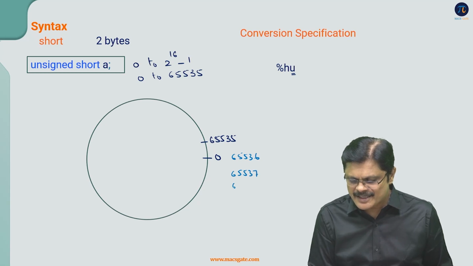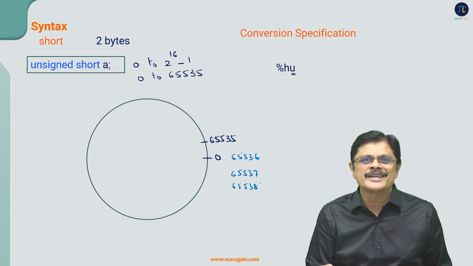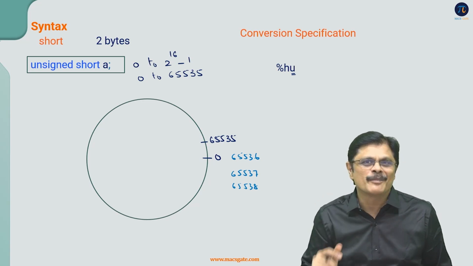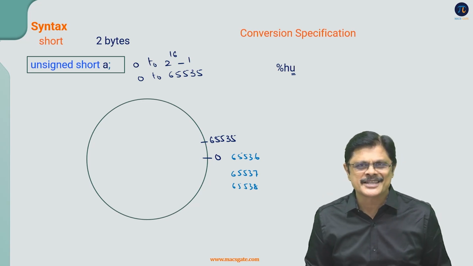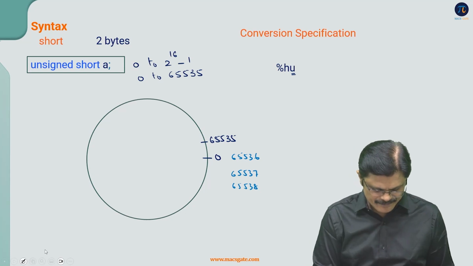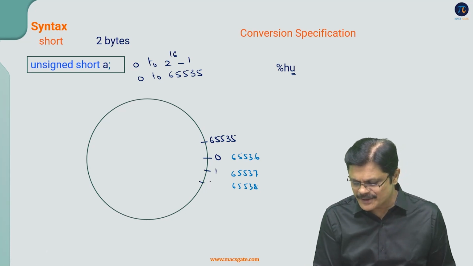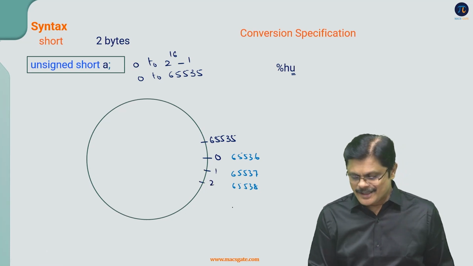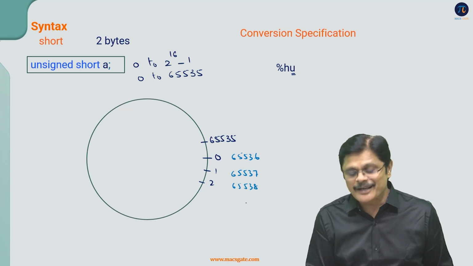65537, 1 is printed. 65538, 2 is printed. You can just go around and check for a particular number what number is printed. It is a very interesting exercise, my dear friend. Here 1, here 2, like that. Okay. So for what will 10 be printed, you can try and tell me.